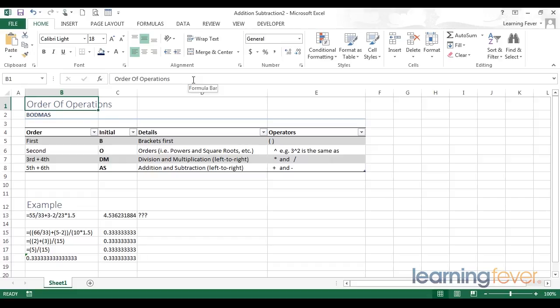That concludes our introduction on basic algebra within Excel. Next up, we'll be looking at some functions.